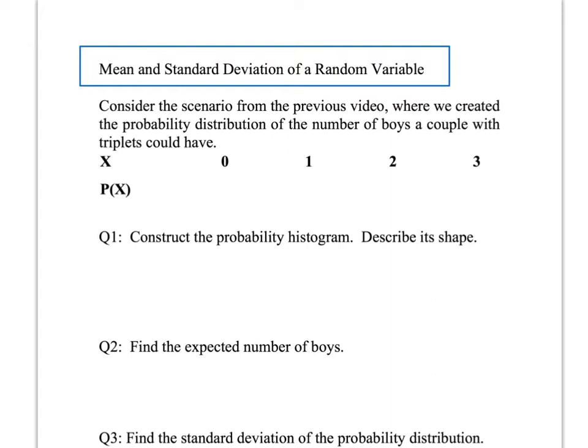If we think about the scenario from the last video, where we had the probability distribution of the number of boys a couple expecting triplets could have, we saw that they could have either 0, 1, 2, or 3 boys. From that distribution, the probability of having no boys was 1 out of 8. The probability of having 1 boy was 3 out of 8. The probability of having 2 boys was also 3 out of 8. And the probability of having 3 boys was 1 out of 8.